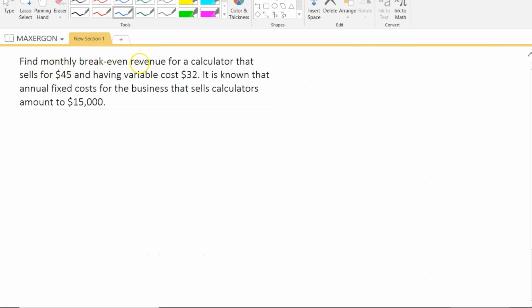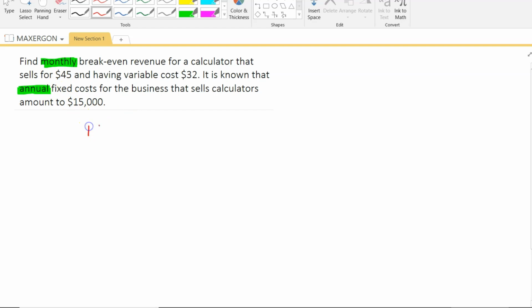Find monthly break-even revenue for a calculator that sells for $45 and has variable cost $32. It is known that annual fixed costs for the business that sells calculators amount to $15,000. It is important to note that we're given annual fixed costs. However, the question is about monthly break-even revenue. We need to identify first monthly fixed costs.